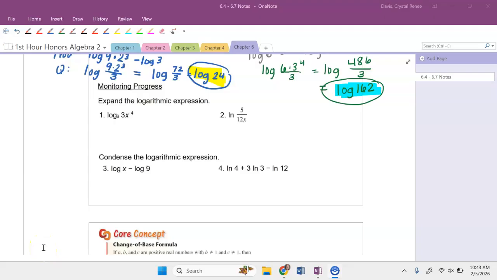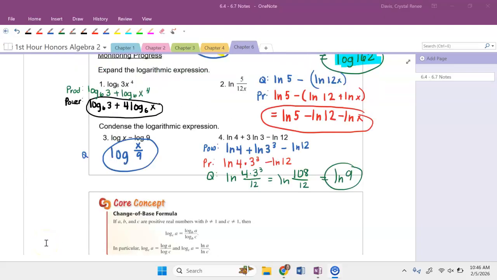All right, I would highly encourage you to pause this, do these 4 monitoring progress, and then go over them. All right, so here's what you should have gotten. Make sure you look it over. You may have gone in a different order from me, which is perfectly fine, but you should have gotten the same answers.